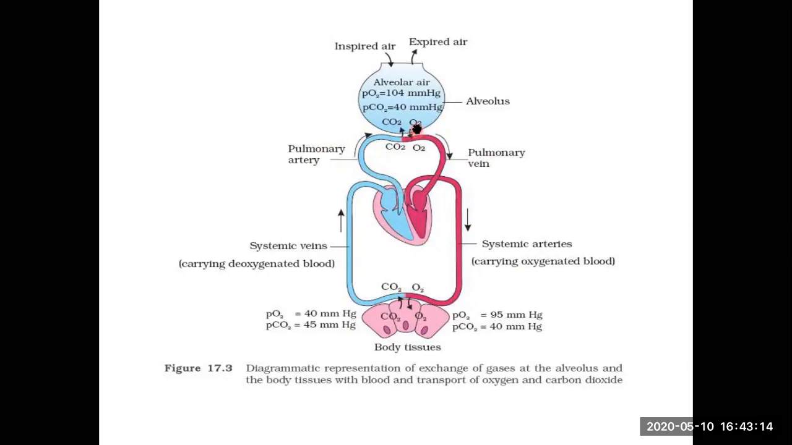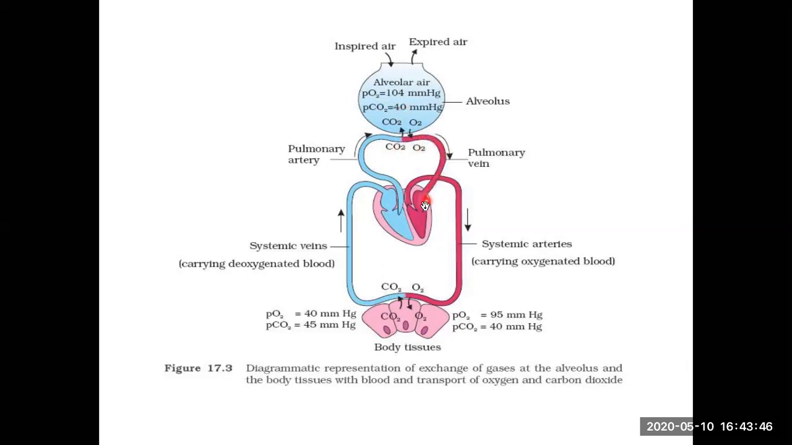Exchange always takes place with the help of the diffusion process, and this diffusion occurs according to the partial pressure of the gas. Partial pressure means the individual pressure created by an individual gas when there is a mixture of gases. The oxygen partial pressure is 104, high as compared to the blood here. So oxygen easily diffuses from alveolar air to the blood.